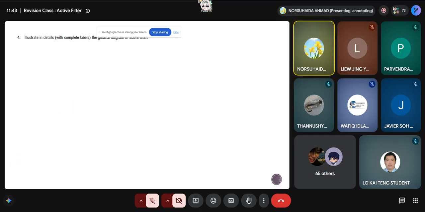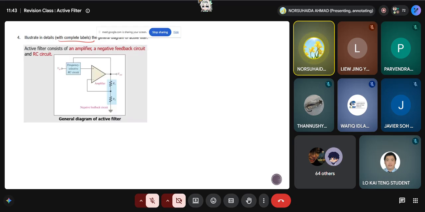Illustrate in detail with complete labels, meaning that you have to draw and label. For this one, illustrate in detail with complete labels the general diagram of active filter. So this is the general diagram of active filter. From this illustration, we draw everything and then put the labels.